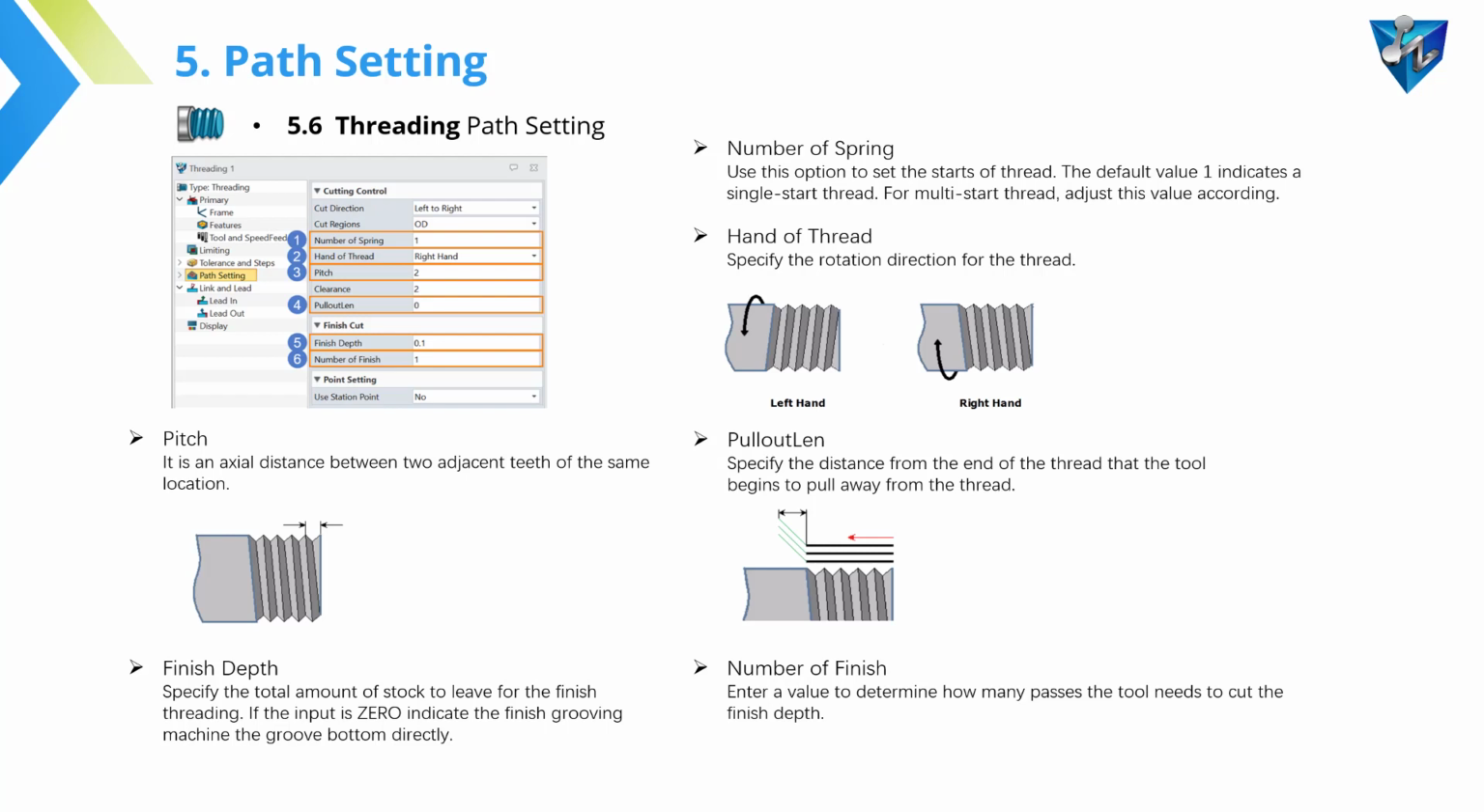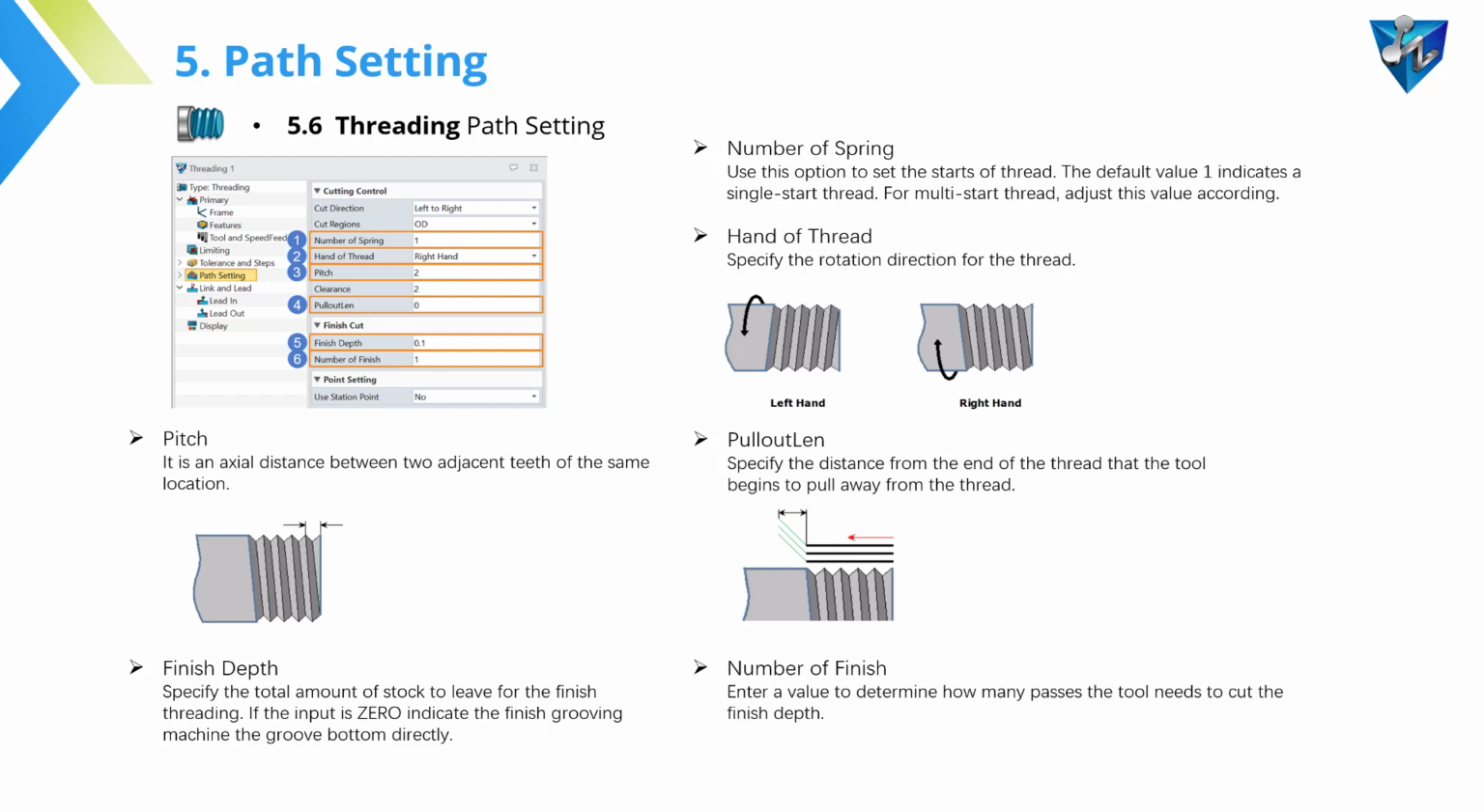Hand of thread determines the rotation direction of the thread. You can select either left hand or right hand rotation. Pitch is the measurement of the distance between 2 adjacent teeth on the same location of the thread. It's essentially the gap between the threads.